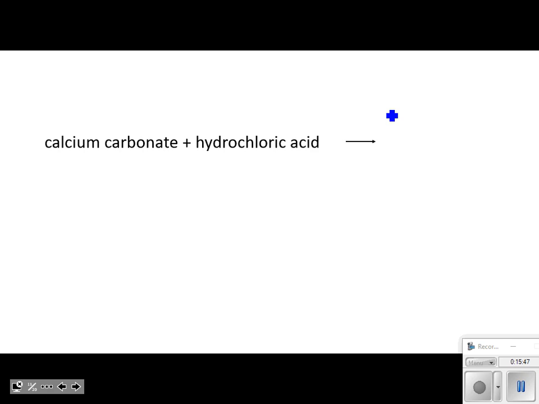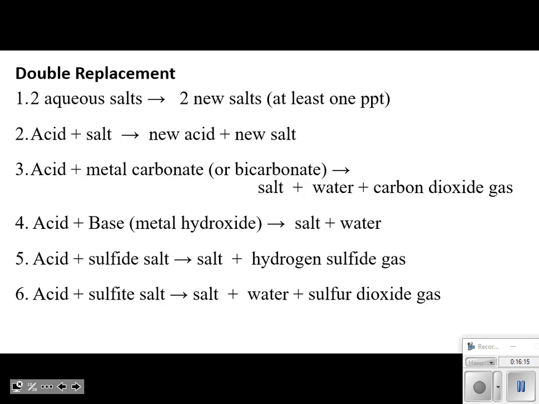Here's my next one. Calcium carbonate and hydrochloric acid. Now, do I have an acid? Yes, I do. So, I know that it's going to be 2, 3, 4, 5, or 6.